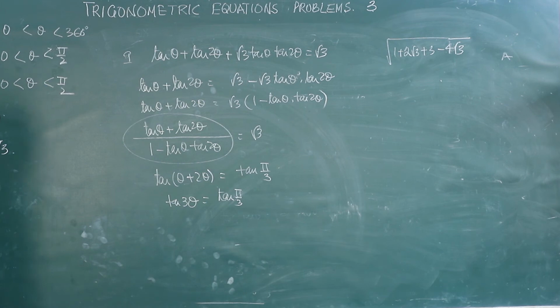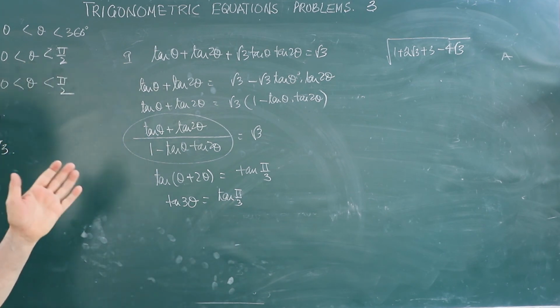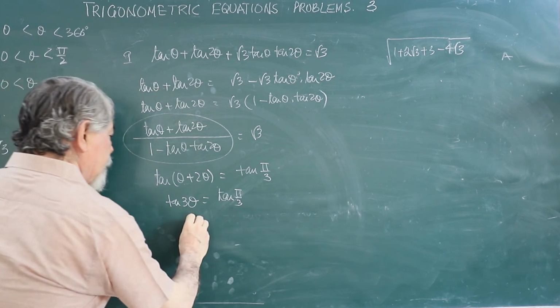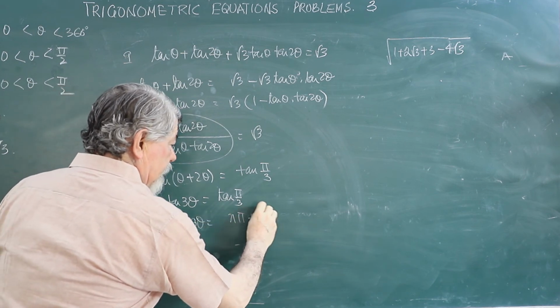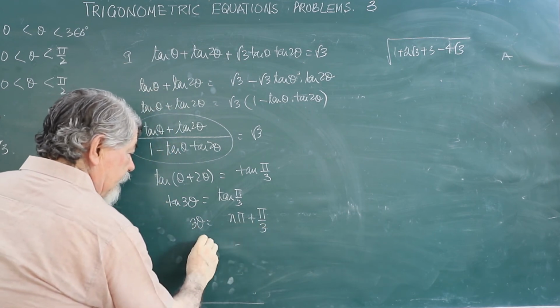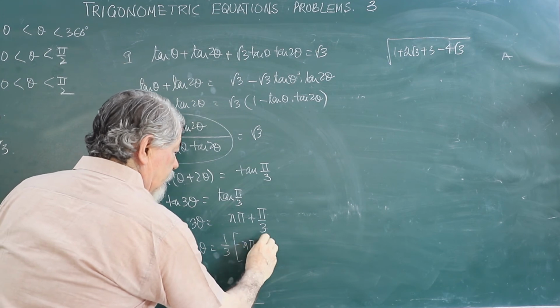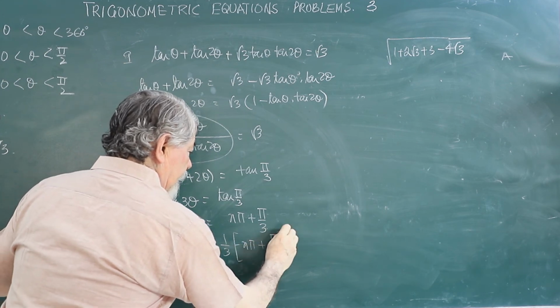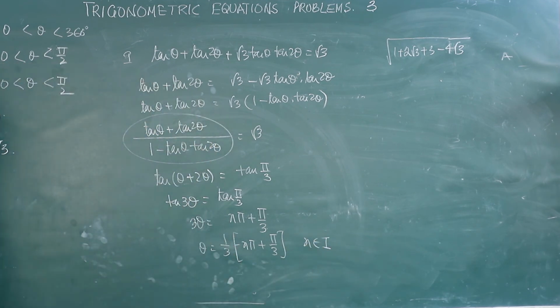Tan pi by 3. So what will be the value? Now in general solution, if tan theta is equal to tan alpha, then theta is equal to n pi plus alpha. So 3 theta will be n pi plus pi by 3. But I have to find theta. So theta will be 1 by 3 (n pi plus pi by 3), where n belongs to set of integers.